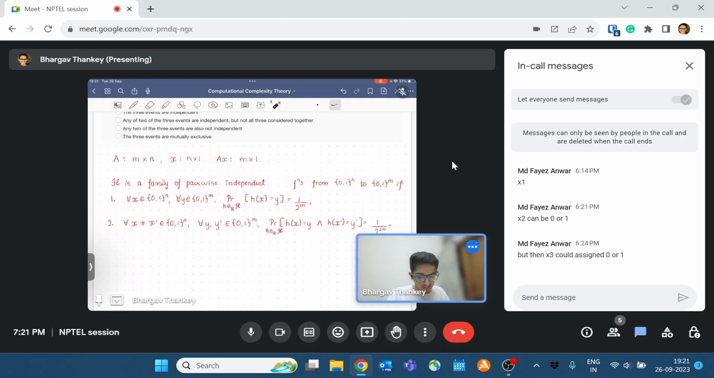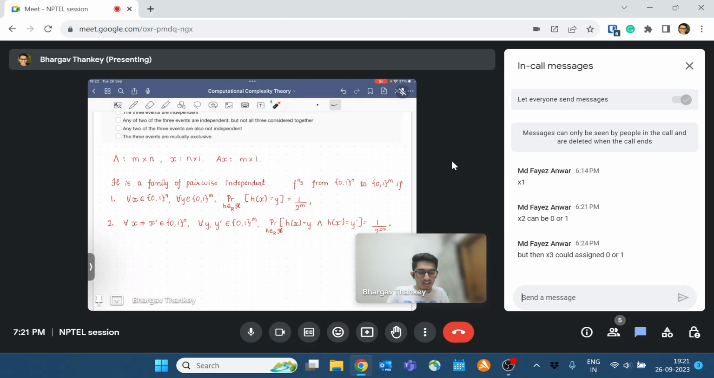And what the second condition says is the following. If x and x prime are distinct, then these two events are independent. Why? Because there is an AND over here, and this is just the product of these two, right? So what this is saying is the following. You have events of this type. When you have just one event, it's completely random. When you have two events, they are independent.